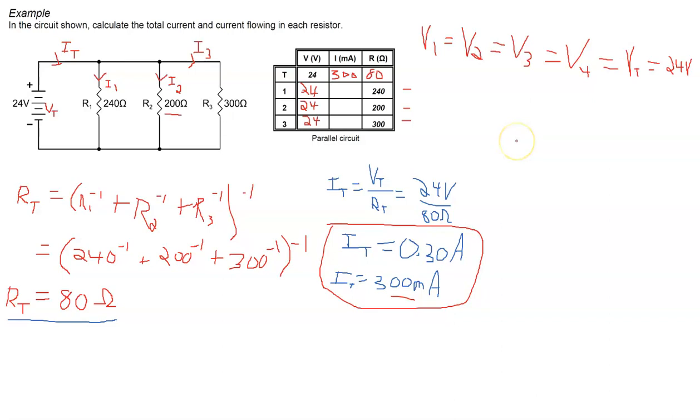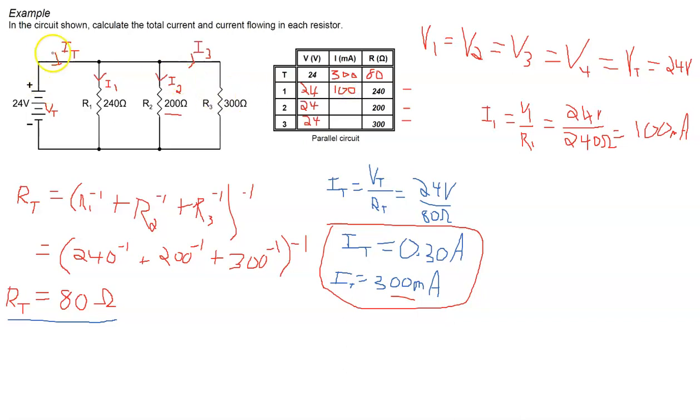Okay, so now let's start applying Ohm's law to each resistor individually, and I1 is equal to V1 divided by R1, and we have noted now that we have all the voltages equal in this circuit, and so V1 is VT at 24 volts, and R1 was 240 ohms, and that calculation gives us 0.10 amps or 100 milliamps.